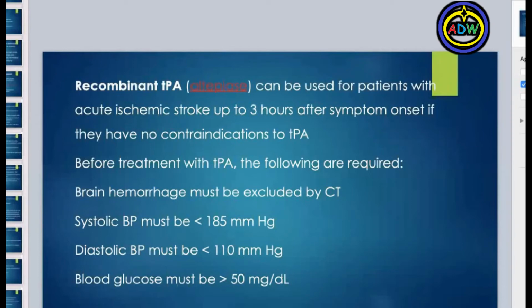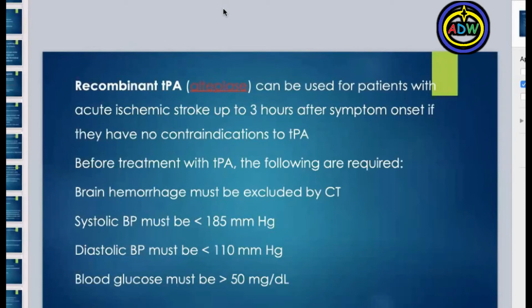Recombinant tissue plasminogen activator, alteplase, can be used for patients with acute ischemic stroke up to 3 hours after symptom onset if there are no contraindications.